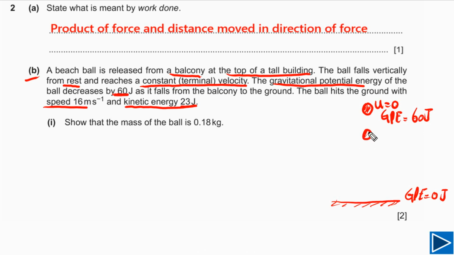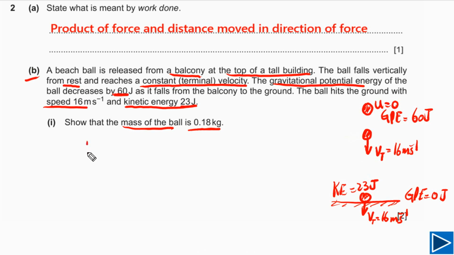It is also given to us that the ball reaches a terminal velocity. We can write down Vt, and the value of Vt is given, that is 16 meters per second. It is also given that when the ball hits the ground, it hits the ground with a velocity equal to terminal velocity. Velocity has magnitude 16 meters per second. And kinetic energy at this point is also given, that is equal to 23 joules. The question is asking us to find the mass of the ball, and that mass has to be equal to 0.18 kg. So this is a very straightforward question if you understand this problem.